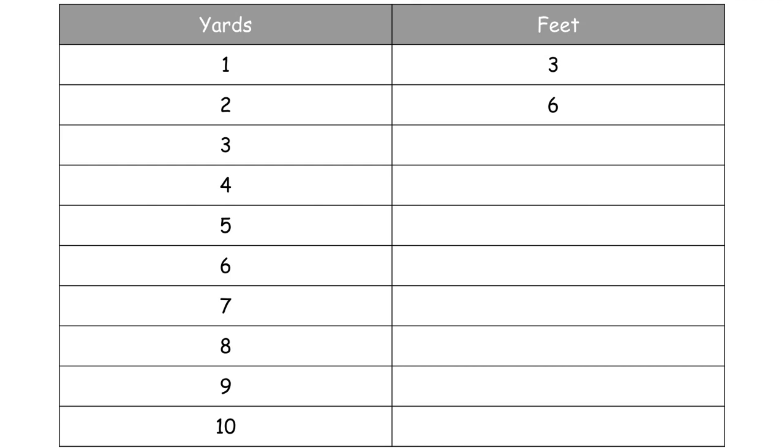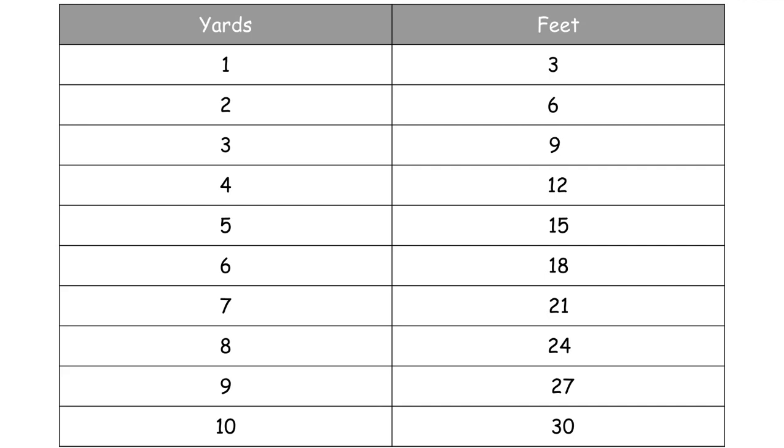How did you do? Let's check. 3 yards, so 3 times 3 equals 9. So there's 9 feet in 3 yards. And then we're going to go down the rest of the chart counting by threes. So 4 times 3 is 12. 5 times 3, 15. 6 times 3 equals 18. 7 times 3 equals 21. 8 times 3 equals 24. 9 times 3 equals 27. 10 times 3 equals 30.